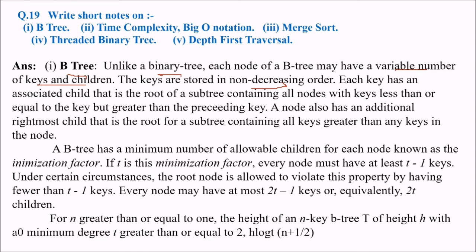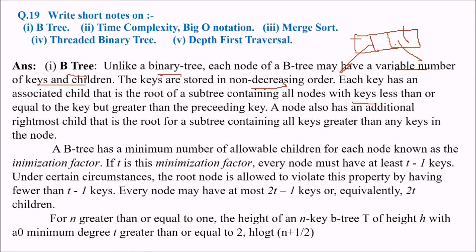Each key has an associated child, that is the root of the subtree containing all nodes with keys less than or equal to the key but greater than the preceding key. A node also has an additional rightmost child, that is the root of the subtree containing all keys which are greater than any keys in the node.